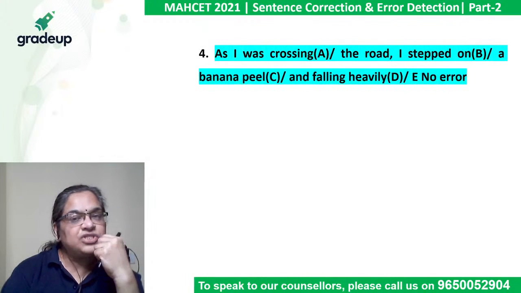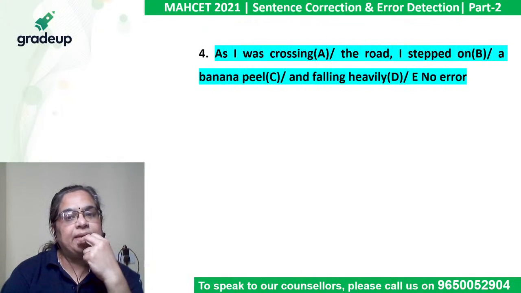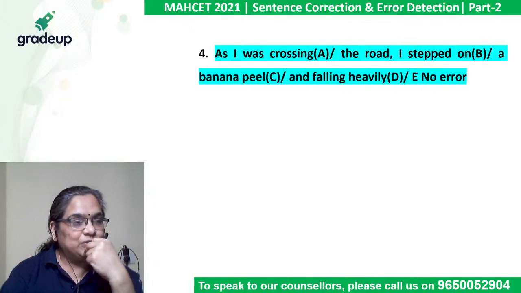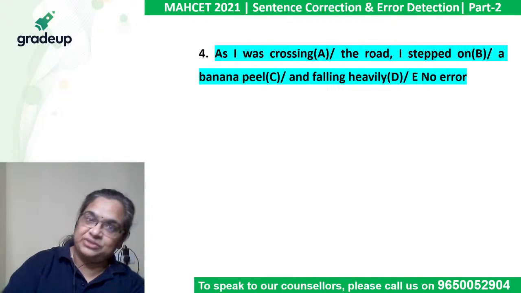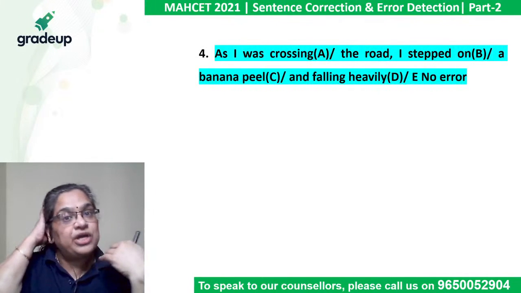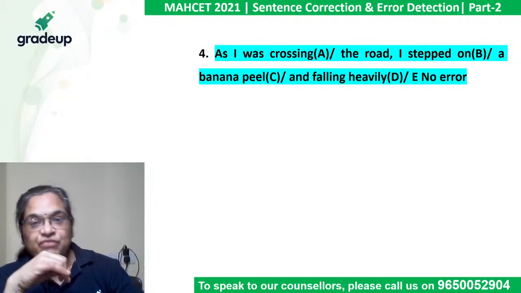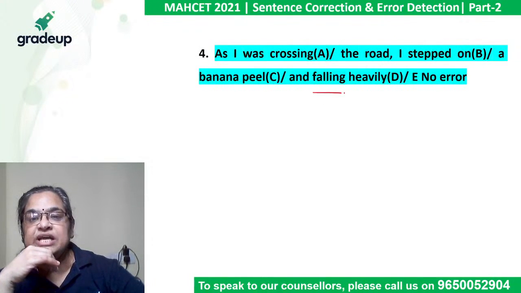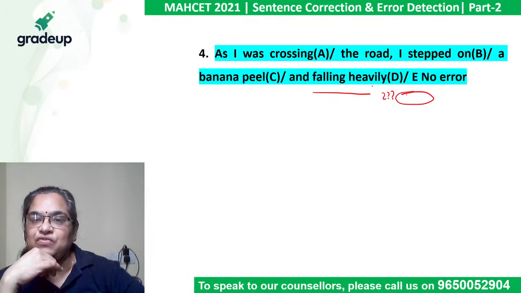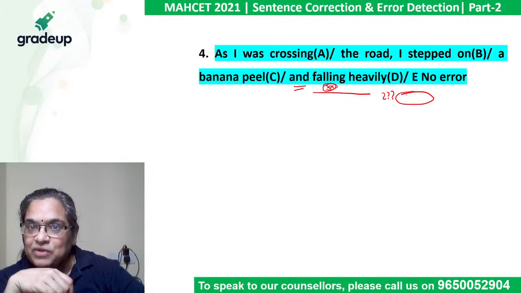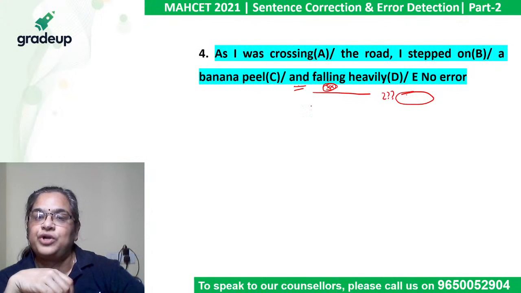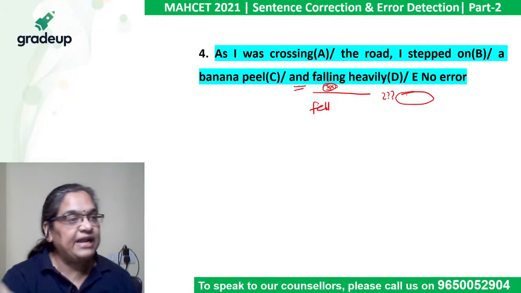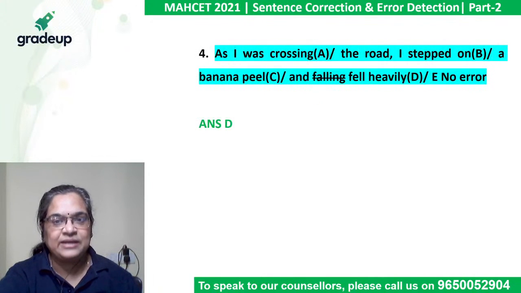Next one. As I was crossing the road, I stepped on a banana peel and falling heavily. So here you're talking of an action. When one action was going on, another happened. If yes, it should be fell heavily. If you say this, it is called a run-on sentence. That means it needs something to complete it. Falling heavily, what happened? Right? This is not in the form of a proper verb. So this has to be a proper verb for it to become a clause. So we'll say fell heavily. All of you got that right.